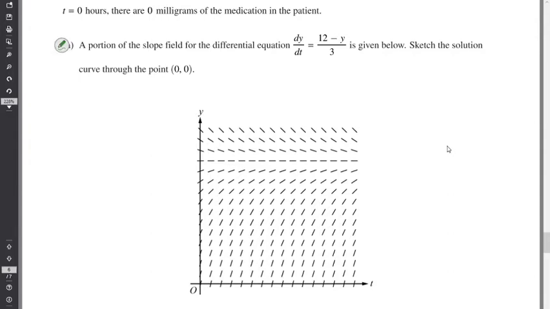Your solution curve should not go above this kind of horizontal line of the slope field. We have it going up, and then it's going less up. We're basically playing a connect the dots, connect the lines here. That's what your solution curve should look like, roughly.